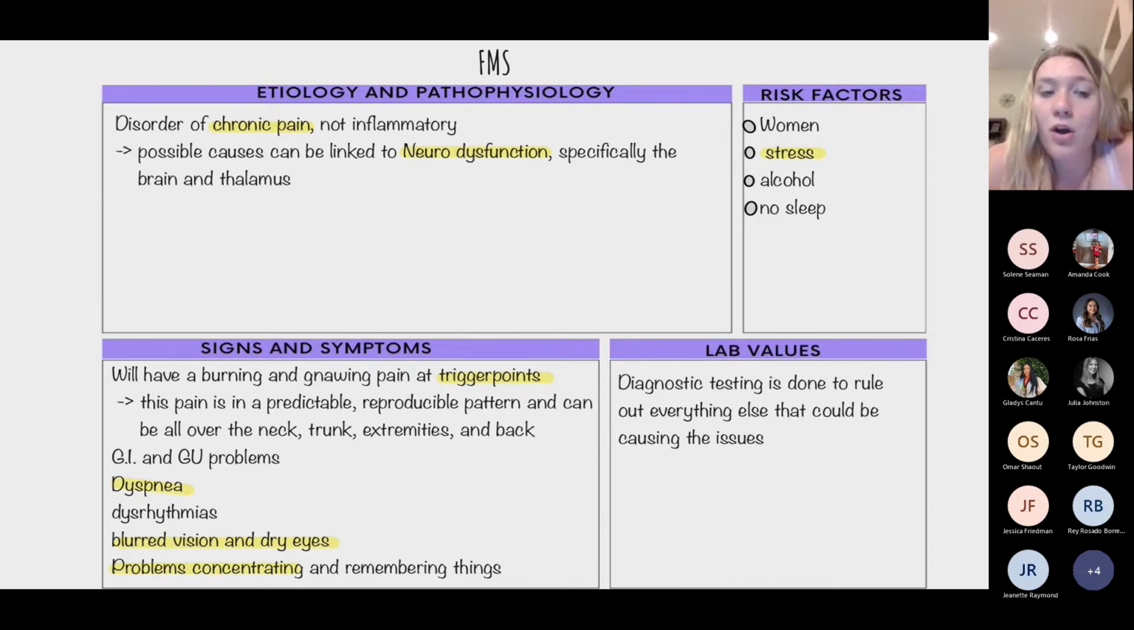They have this burning, gnawing, predictable pain wherever they usually experience it. Blurred vision and dry eyes are also very common. And because it's linked to neurodysfunction, you might see more neuro symptoms, difficulty concentrating, remembering, etc. Really, there's no diagnostic test for fibromyalgia syndrome. What we as physicians, nurses, etc. do is essentially just rule out everything else that could be causing the chronic pain.